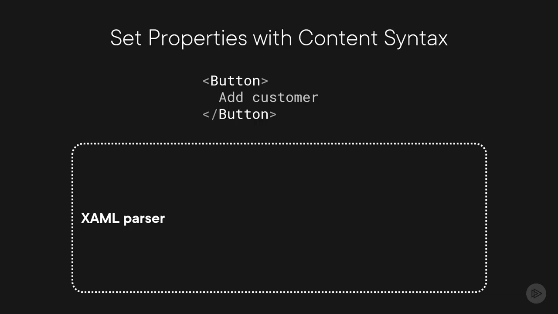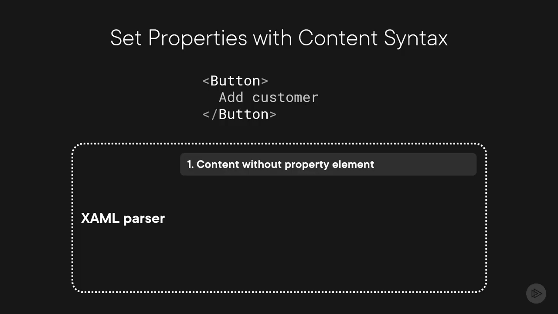In WPF, the XAML document is read by the XAML parser. When reading the document, the XAML parser creates the objects from that XAML document. Now, when the XAML parser sees this button, it notices that the button element has content directly inside. The content is not assigned to a property by using a property element. This means that the XAML parser needs to find out to which property it should assign that content.